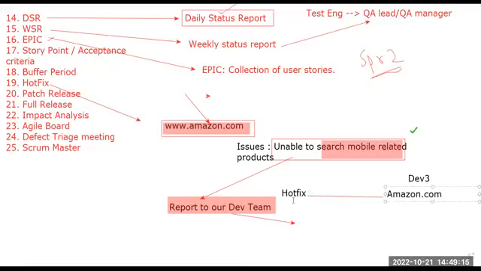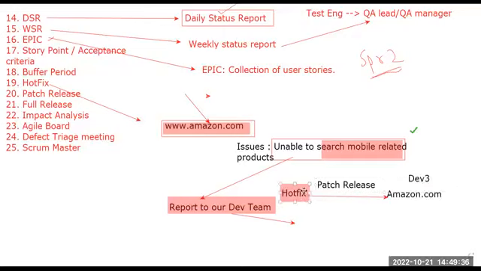So we will fix it, and we want to release that particular fix into amazon.com. So that release, what are we calling it? Patch release. That release process, what are we calling it? Patch release. Getting it, guys? We will do the hotfix, like we will solve the issue.